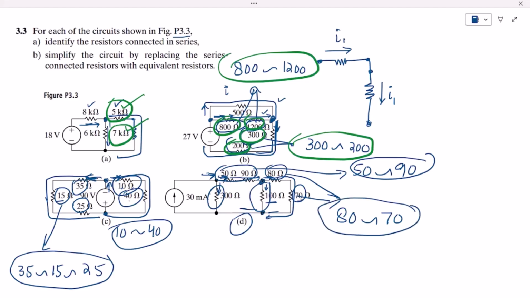So therefore again here this 80 ohm resistor and this 70 ohm resistor, these two are in series with each other. Okay, so we have seen what the resistors are which are in series with each other, and we have seen what the condition is here. So this is basically the solution for part A.